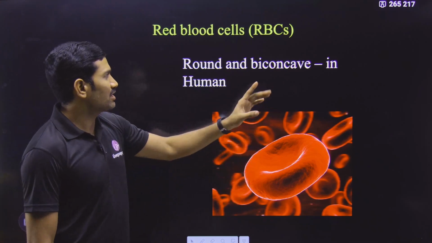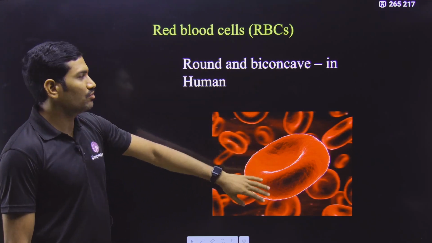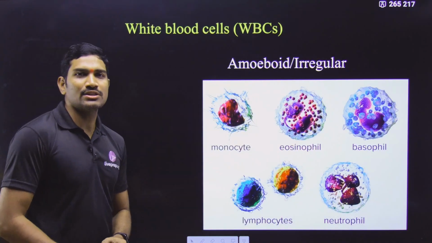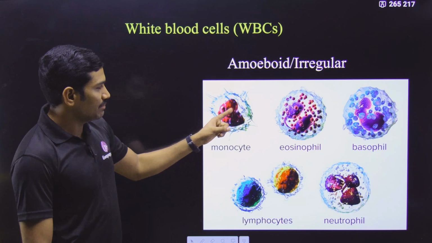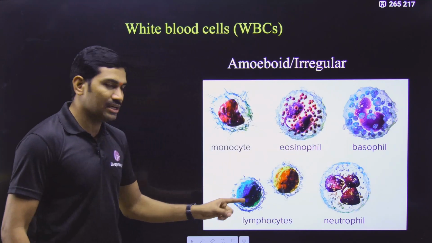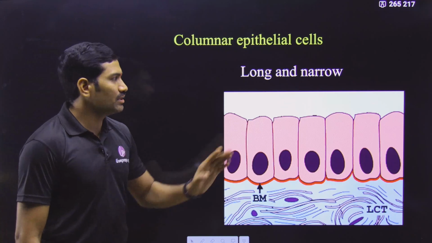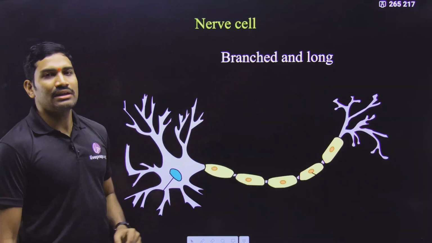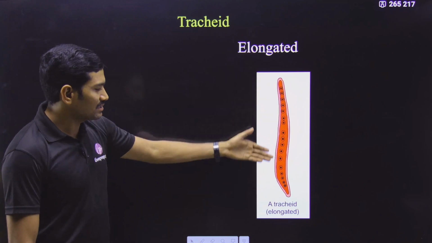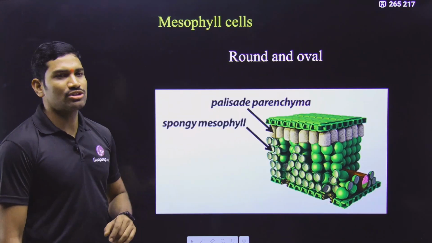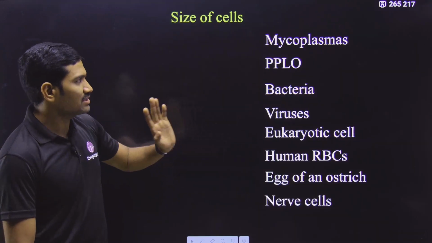Now, individually we are quickly going through them. RBC, with respect to human, we are saying they are round and biconcave. And WBC are amoeboidal or irregular in shape, but if you are talking about the nucleus individually, they have a specific shape, that we will discuss separately. Regarding the columnar epithelial cells, long and narrow. Nerve cells are branched and long. Same thing, individually I have given. Tracheate cells are elongated, and the mesophyll cells are round or oval. Okay, in this way they are present.